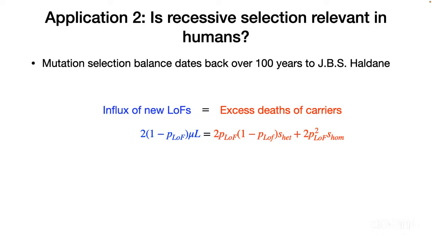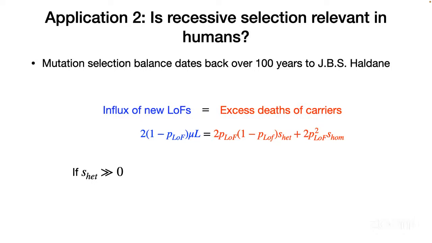And then you have p squared individuals who are homozygotes, and they could have a potentially much stronger selective effect, S homozygotes. And there's a 2 here because if a heterozygote dies, they lose one copy of the LOF, whereas if a homozygote dies, they lose both of their copies, so they're losing two LOFs.